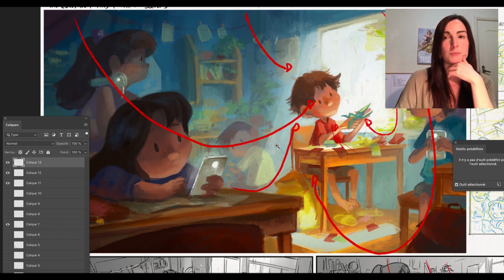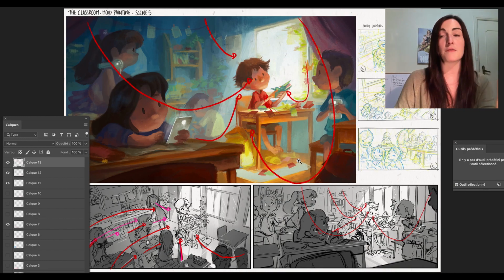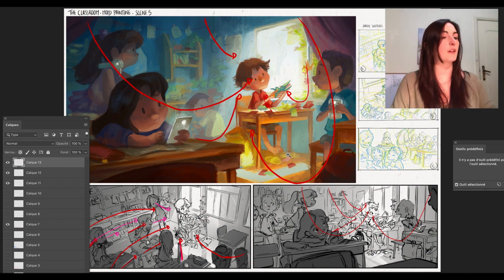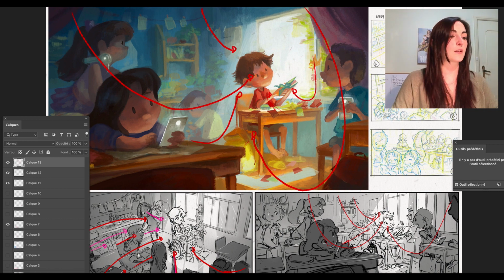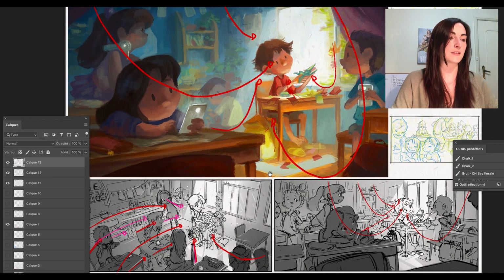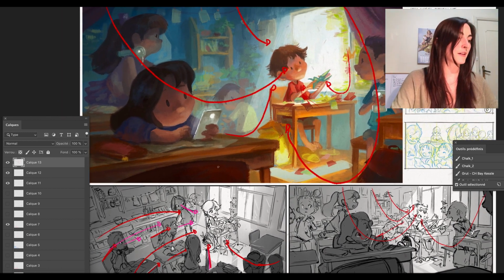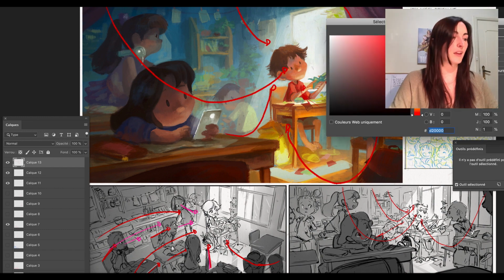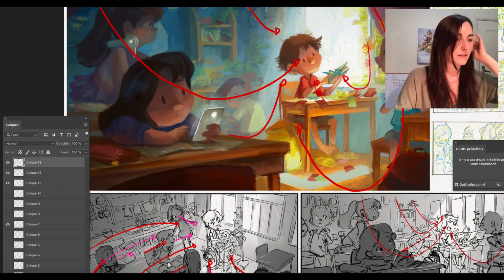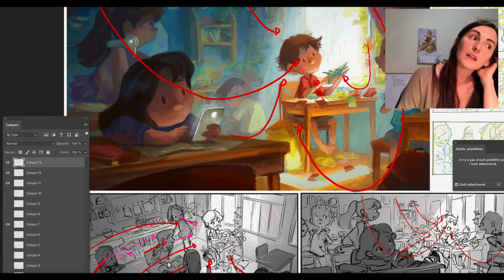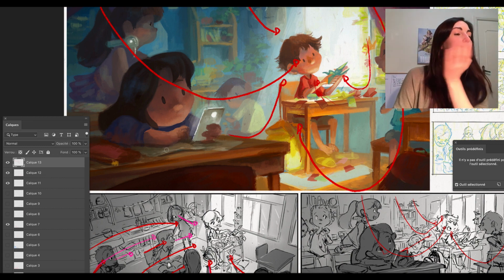Now, not everything in the shot follows the energy line 100%, but it's a nice way to help you. For example, if I wanted to add some pen, or maybe not a pen here, what could I add?